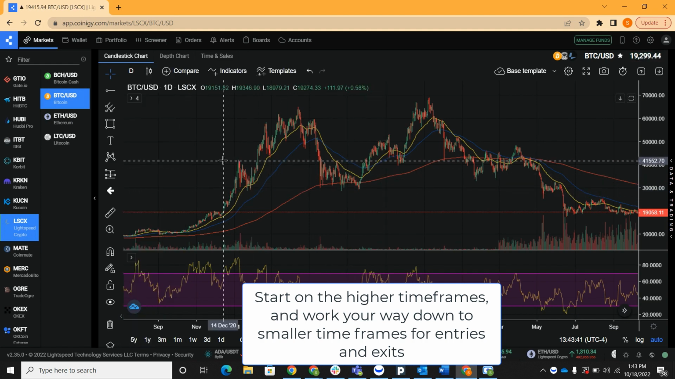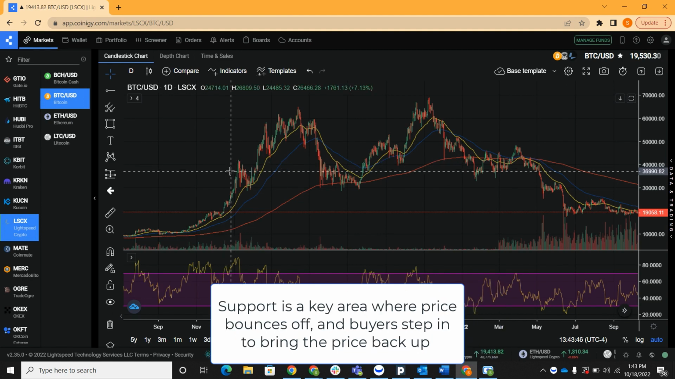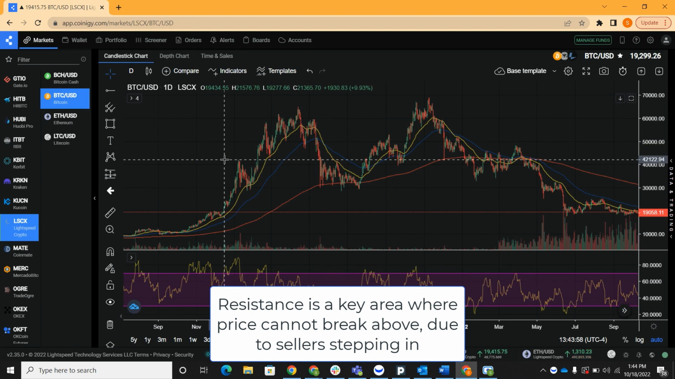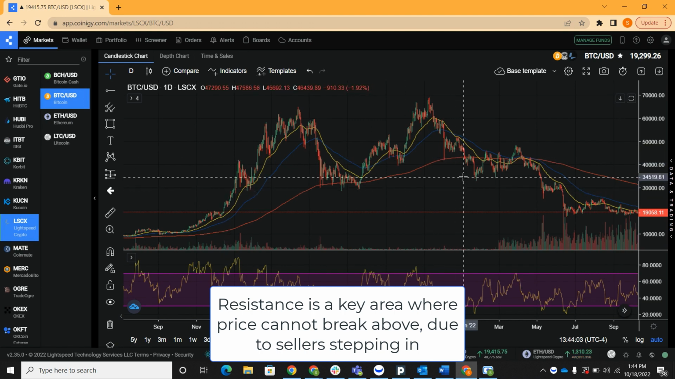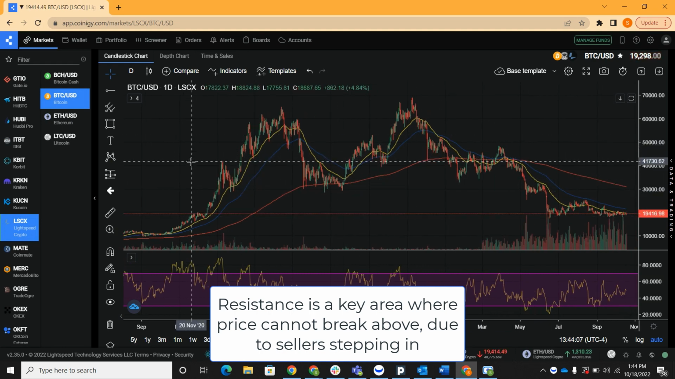So what is support and what is resistance? Support is a key area where buyers usually step in and prop the price back up, whereas resistance is a key area where sellers step in and bring the price back down. So how do we find support and resistance levels, and how do we know that price will respect these levels? To do that, we must look at historical price action at those specific levels.